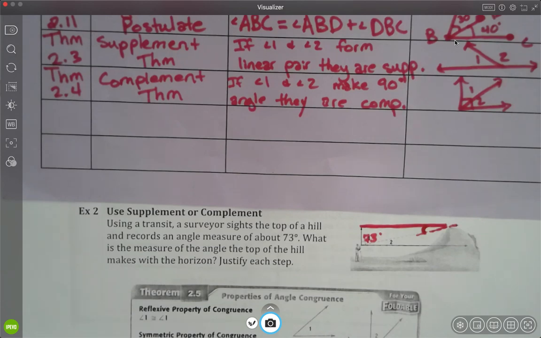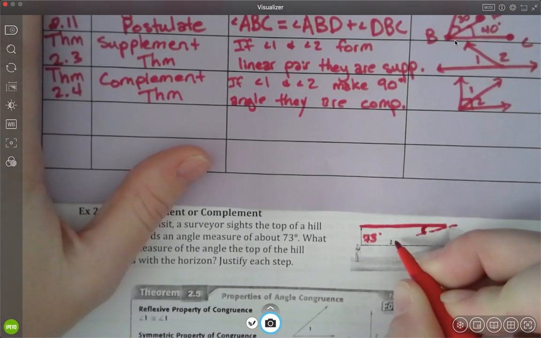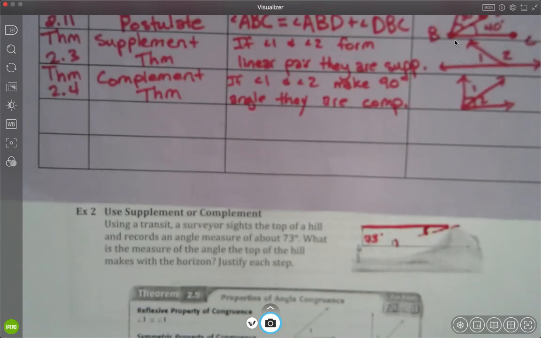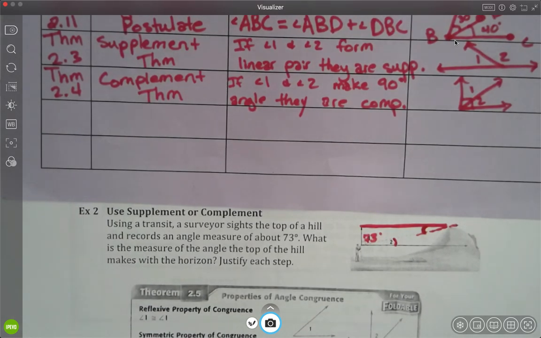Now, wouldn't it be the same as the other one? Because the other one's going from the horizontal as well. This angle right here, will that not be the same as angle 2? You betcha, it will be, because both of them are going from horizontal, right? Okay. So that angle at the top and angle 2 will be the same.